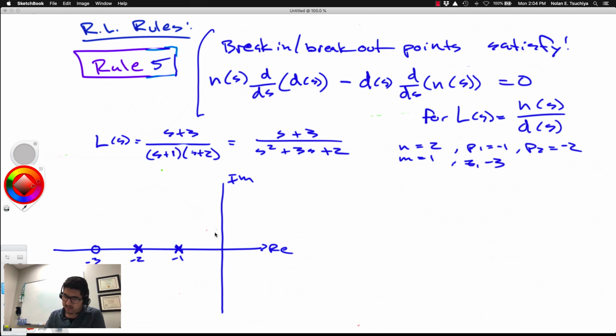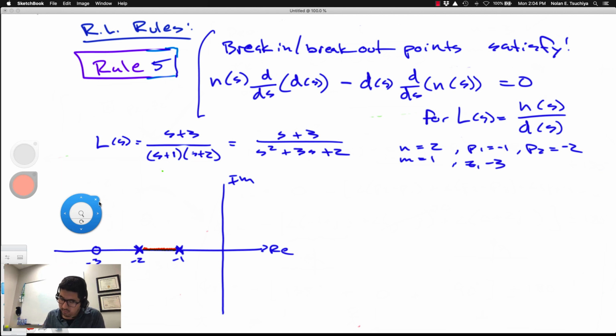So if we apply the vertical line test, we can see that everything between these two poles should be part of the root locus, because if I draw a vertical line anywhere between those two poles, I am to the left of one pole, right? And 1 is an odd number. Anywhere between this pole at -2 and the zero at -3, I am to the left of 2 poles. 2 is not an odd number, so no part of the real axis between -2 and -3 should be shaded.